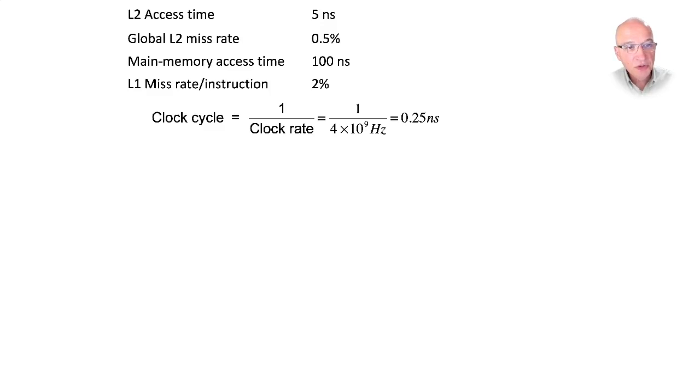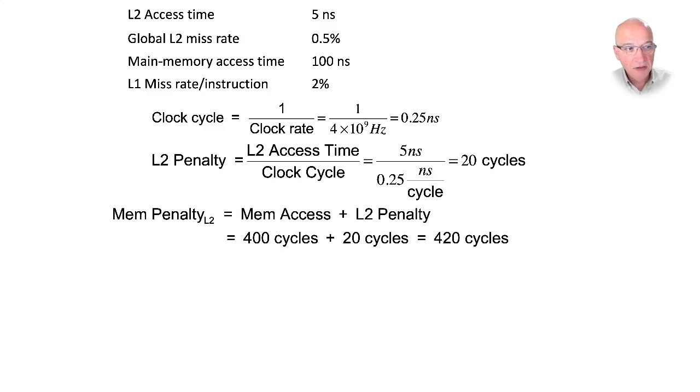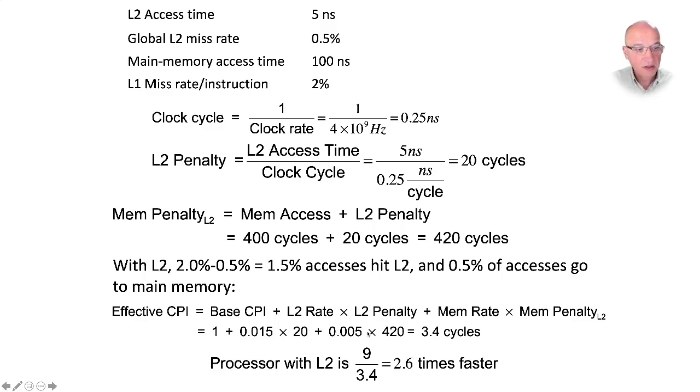Now that I inserted an L2, the L2 penalty will be the L2 access time divided by the clock cycle. The L2 access time is 5 nanoseconds, so it's 20 cycles. And the memory penalty for the L2 is the memory access time plus the L2 penalty, which will be 420 cycles. So with L2, I have 2% minus 0.5%, which is 1.5% of the accesses hitting L2, and 0.5% of the accesses going to the main memory. I can plug these percentages in as I did in the slide. The 1.5% is in here, the 0.5% is in here, and that gives me the 3.4 cycles. So the processor with L2 is 2.6 times faster. I just illustrated a different way of solving the same problem.